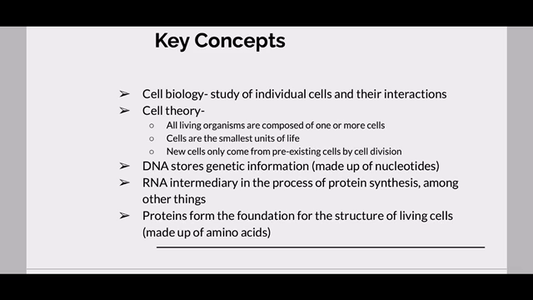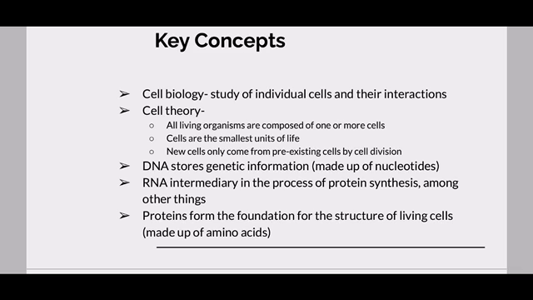Cell theory are basically the rules that are in place for cells to be cells. All living organisms are composed of one or more cells. Cells are the smallest unit of life, and new cells only come from pre-existing cells by cell division. Those are pretty self-explanatory. Then we have DNA, which we've all heard of before.